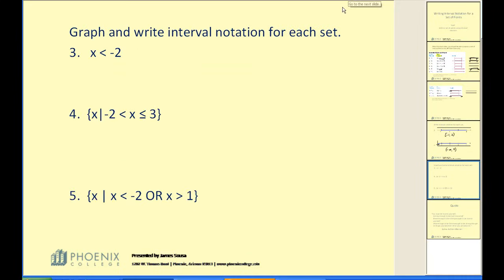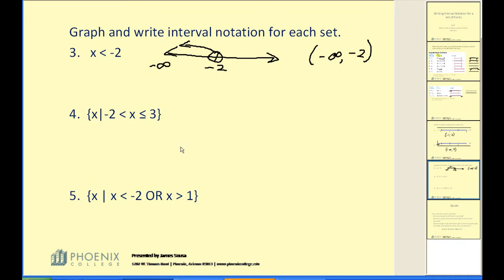A couple more. Now we want to graph and write interval notation for each set. So let's graph. X is less than negative 2. It'd be an open circle and arrow to the left. That's really all that I need, but I do like to include, again, the negative infinity going to the left. So my interval notation would be from negative infinity to negative 2, and it would be open on both.